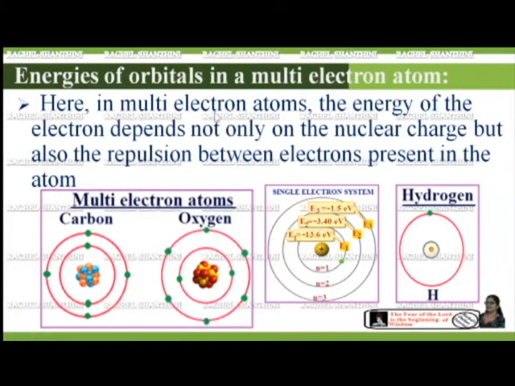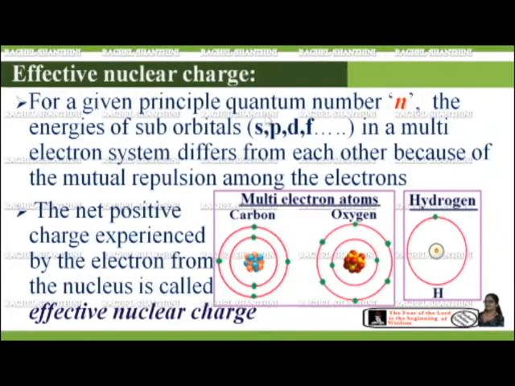But here in multi-electron atoms, the energy of the electron depends not only on the nuclear charge, that is the force of attraction between the positive charge nucleus and the electron, but also the repulsion between the electrons present in the atom. For a given principal quantum number n, the energies of the suborbitals s, p, d, f in a multi-electron system differ from each other because of the mutual repulsion of the electrons.